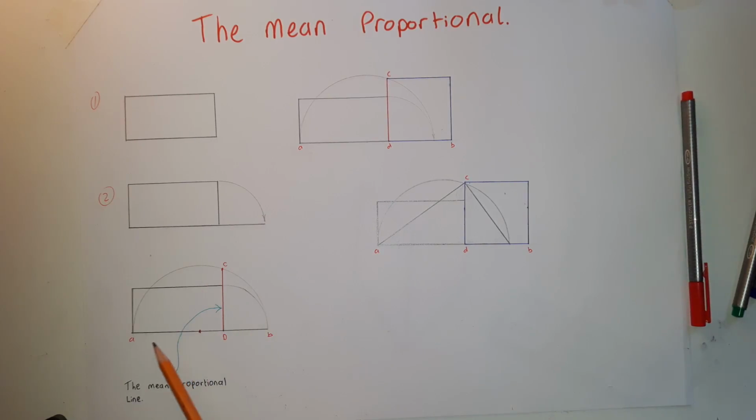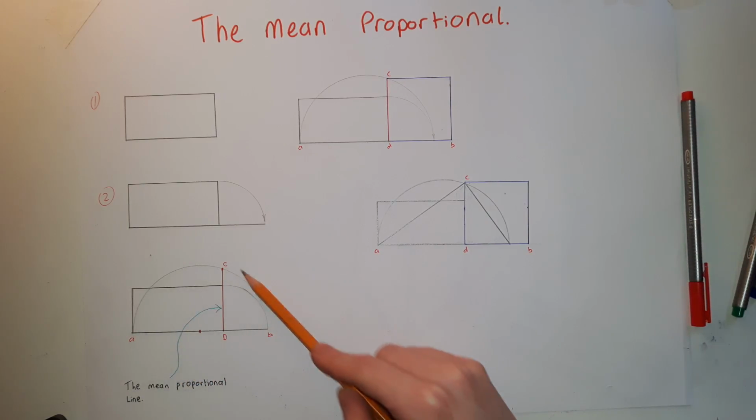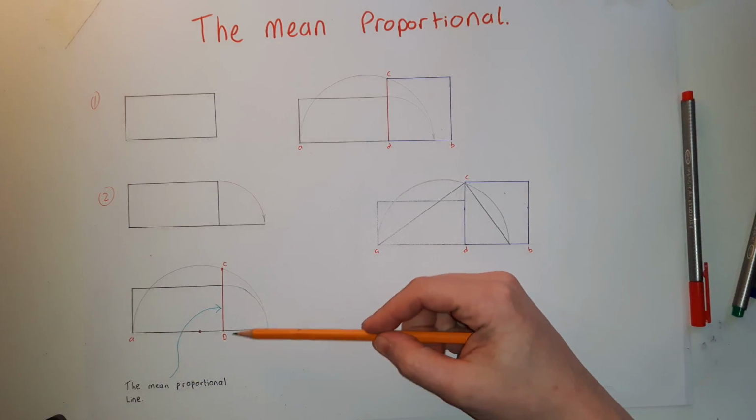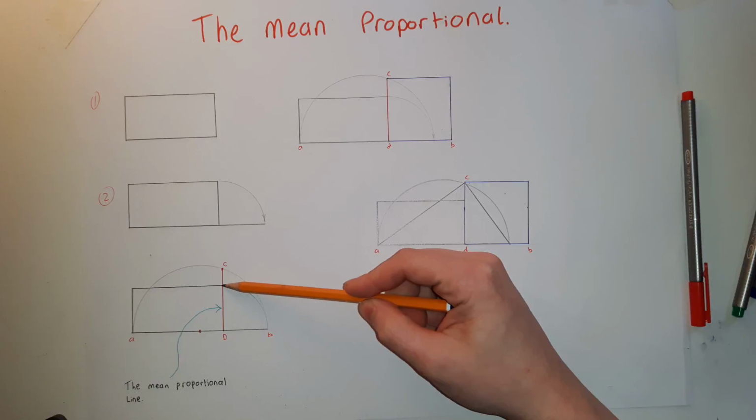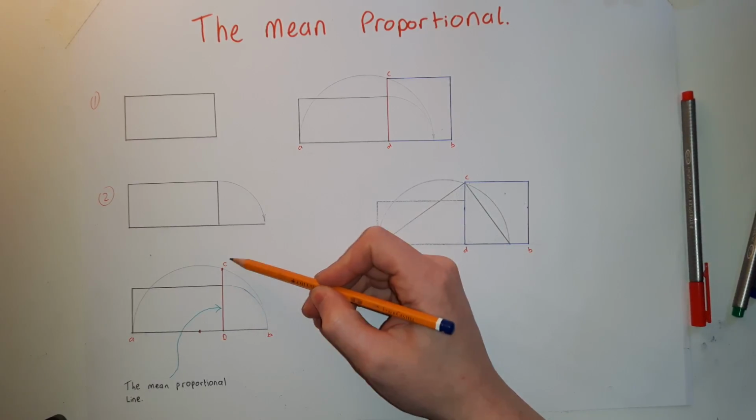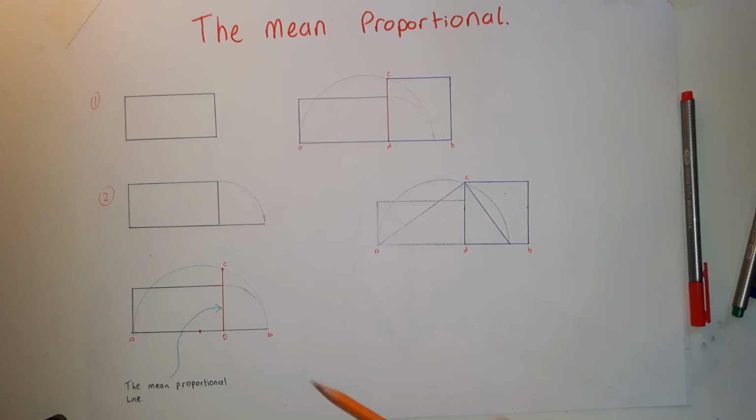From there we need to come down here and divide this full line AB into two and get our midpoint, and we swing a semicircle around AB. From there we extend up this line here, the side of the rectangle, till it hits the point on the circumference, and we get a point C, and this is how we find our mean proportional line.